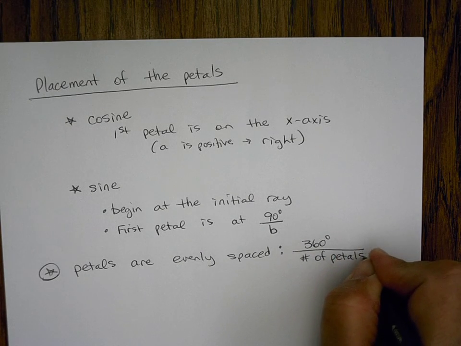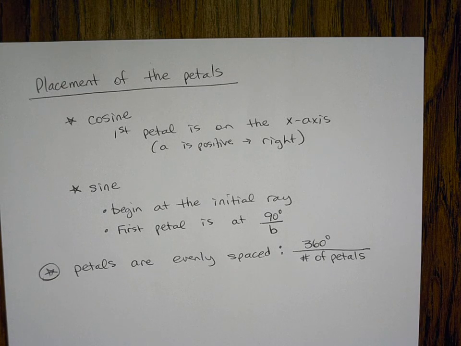But I did want to make sure we thought about that one for a second, because that is what people do wrong right there. They want to always divide by B. B is not always the number of petals. So you got to make sure you pay attention to how many petals you have. If it's even, you got to multiply that by 2. If it's odd, then you use that number.